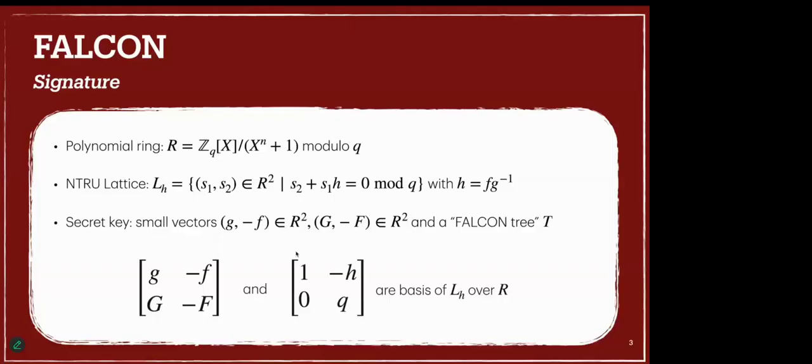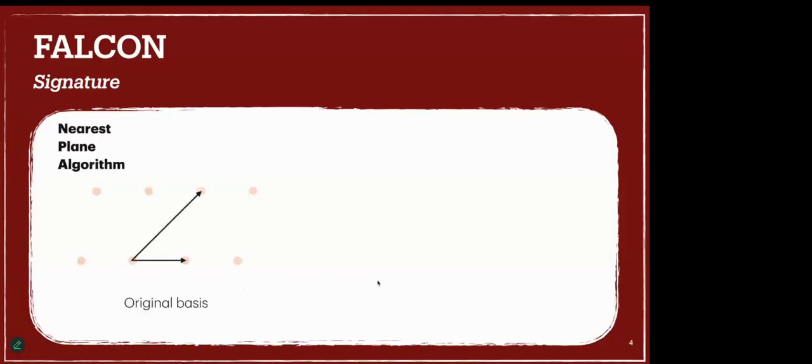And the matrix you can see on the right is also a basis of the lattice, but it's a bad basis since it is comprised of, well, large elements, and bad in the sense that I'll also explain later. So how do you sign on Falcon?